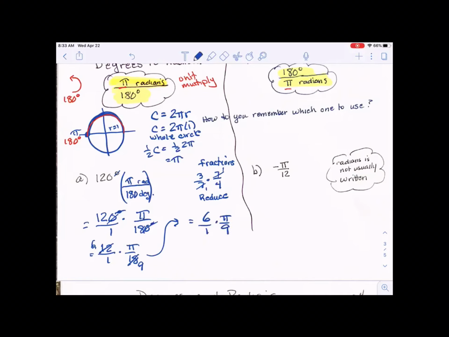The 6 and the 9 are not even, but they can be divided by 3. So I'm going to divide by 3. 6 divided by 3 is 2. 9 divided by 3 is 3. So I'm going to have 2 over 1 times pi over 3. Once you get going on these, you'll take a few shortcuts, but I'm showing you all the steps just to make sure.